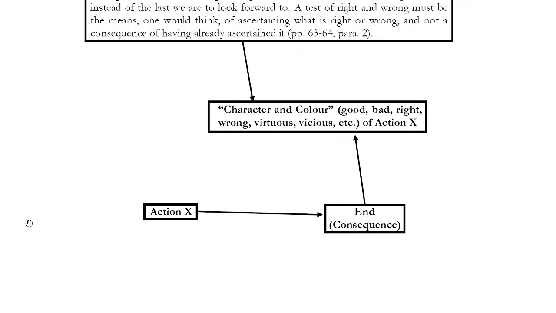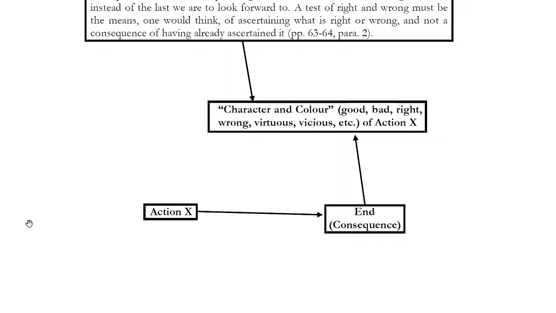instance to tell a lie? Is it good in this instance to donate to charity, to help this person out, to murder this individual? Whenever we're thinking about whether an action is a good action or a bad action, the question that should be at the forefront of our minds is, what is the consequence? Because the consequence or the end is what explains the purpose of the action in the first place.